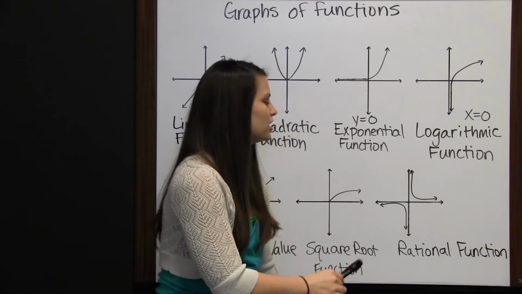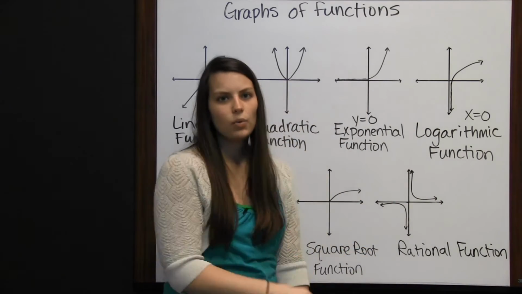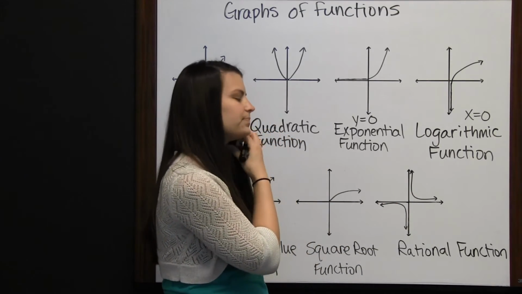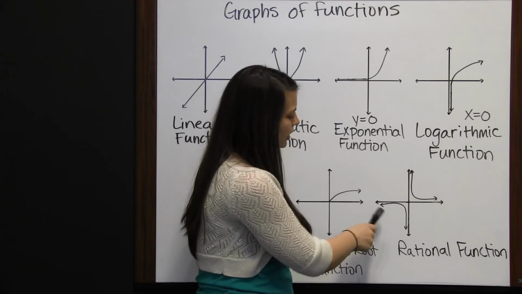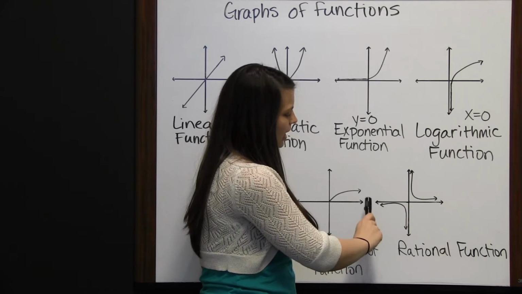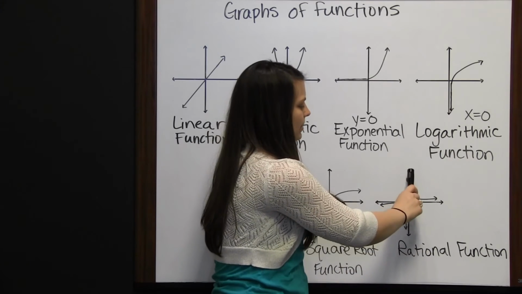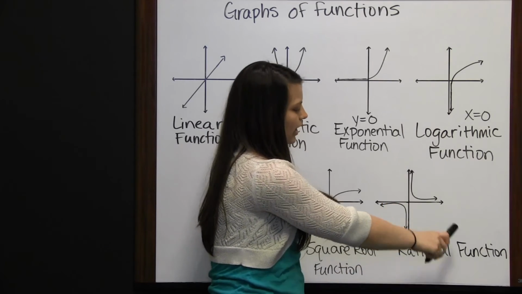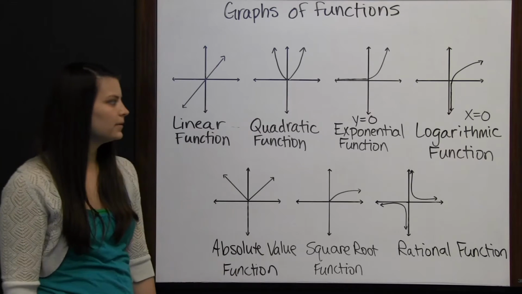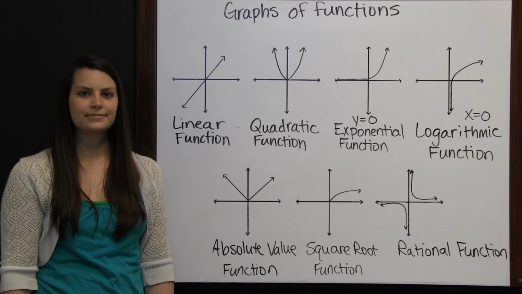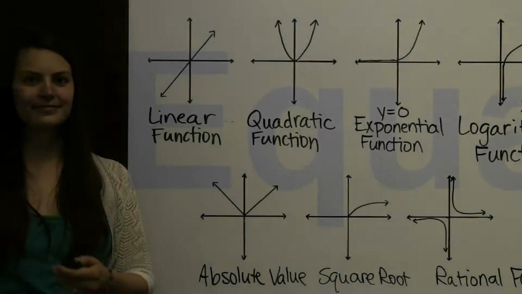And rational functions have two branches, one in the first quadrant and one in the third quadrant. If you look at this branch here, as we move from left to right, it's decreasing. And the same with the other branch, as we move from left to right, it decreases. And so there are some of the basic functions and their graphs.